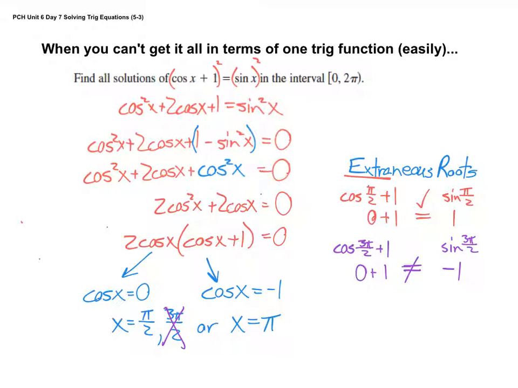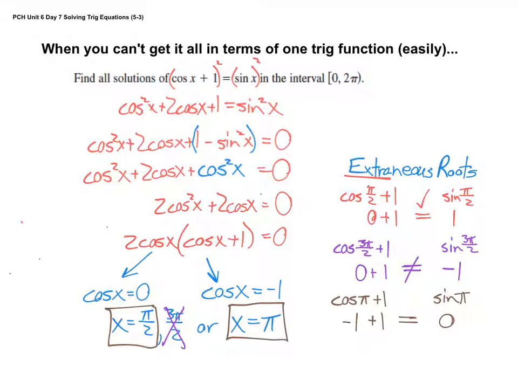And then finally, we would try pi. What's cosine of pi? Negative 1. Okay, what's sine of pi? 0. Are those equal? Yes. Alright, so our solutions are pi over 2 and pi.